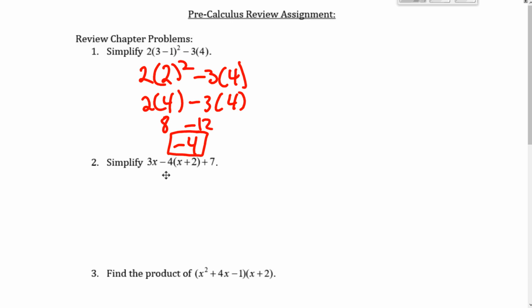Same thing here, we're simplifying this, and it's not an equation, even though there's an x in it, because there's no equal sign. So we follow order of operations. This time I can't add anything inside with that x, so then when it comes to exponents, there's no exponents, so then we can distribute that negative 4 to both the x and to the 2. So that is multiplication. And then we can combine like terms. So 3x minus 4x is negative x. Negative 8 plus 7 is negative 1.